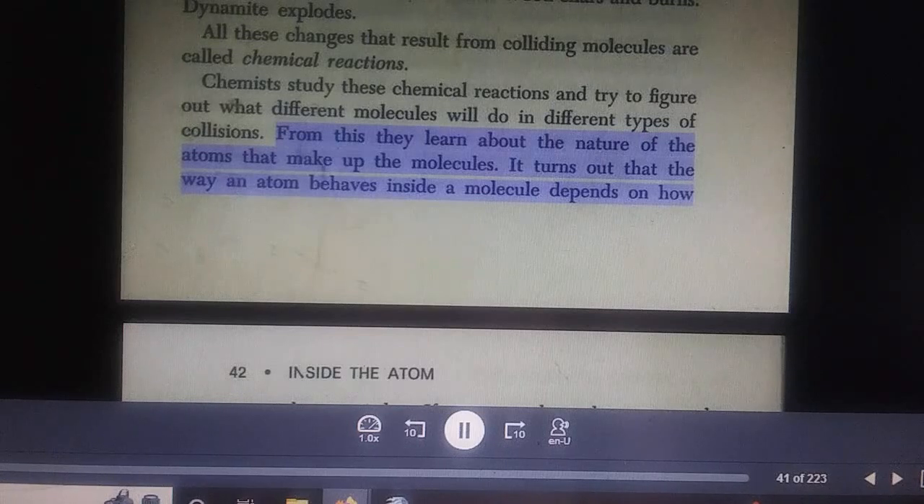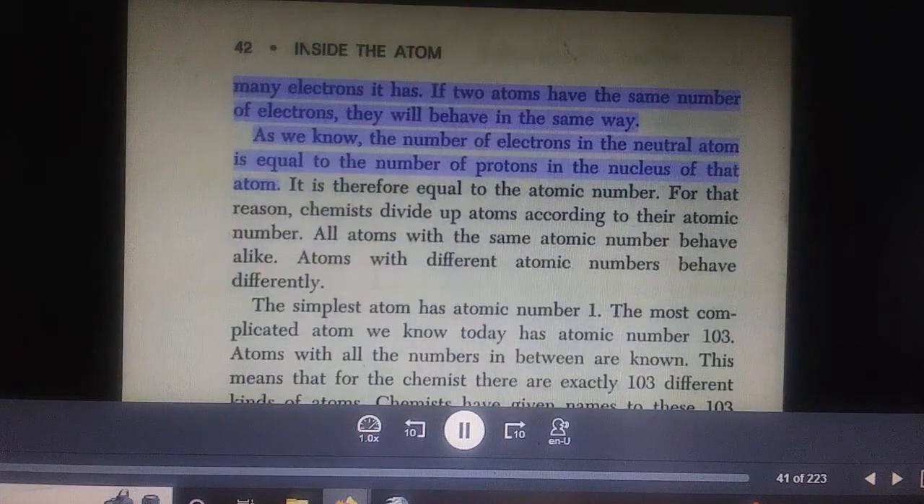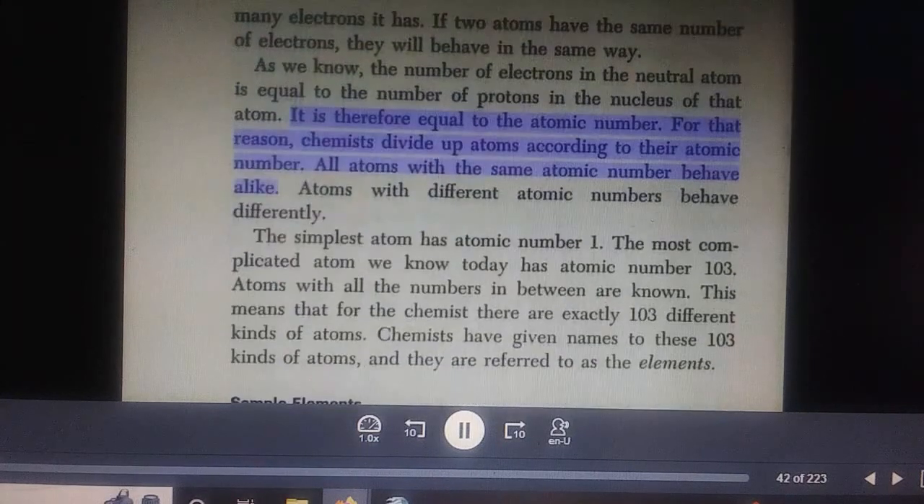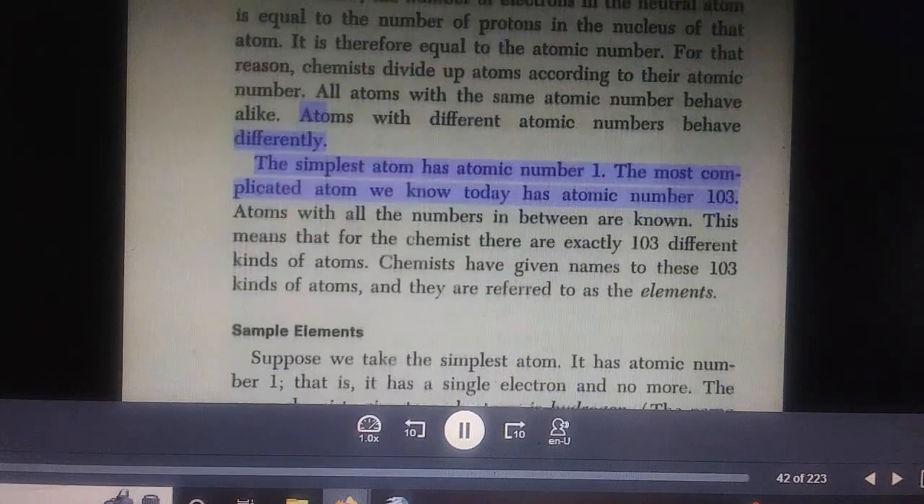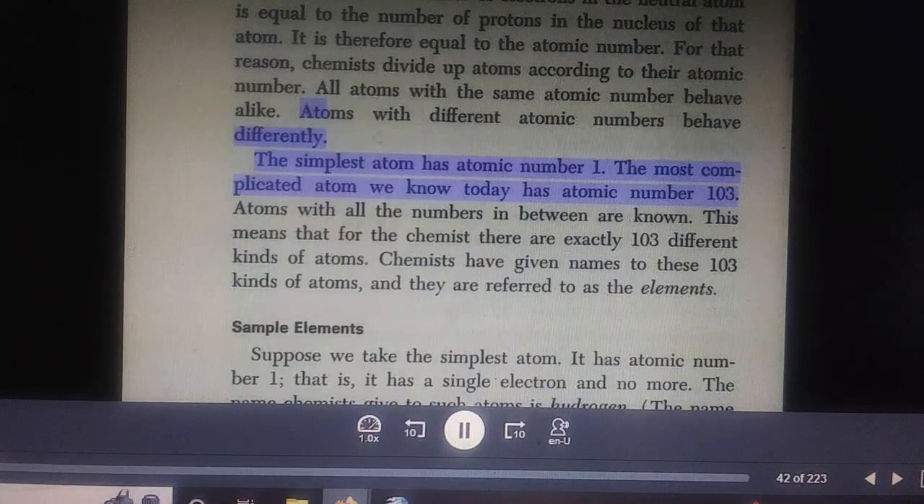It turns out that the way an atom behaves inside a molecule depends on how many electrons it has. If two atoms have the same number of electrons, they will behave in the same way. As we know, the number of electrons in the neutral atom is equal to the number of protons in the nucleus of that atom. It is therefore equal to the atomic number. For that reason, chemists divide up atoms according to their atomic number. All atoms with the same atomic number behave alike. Atoms with different atomic numbers behave differently.